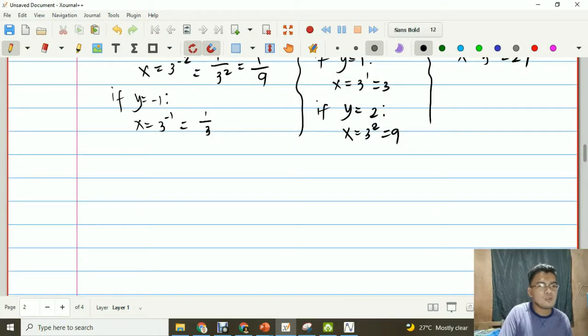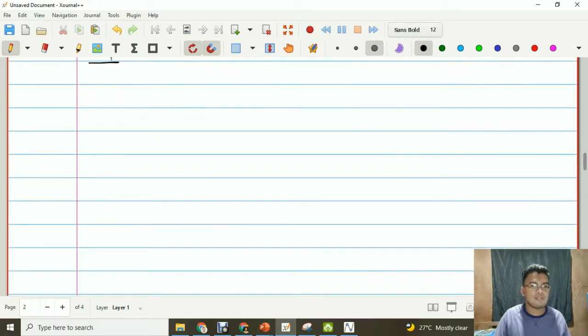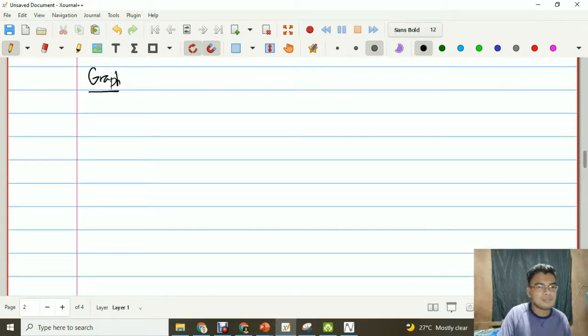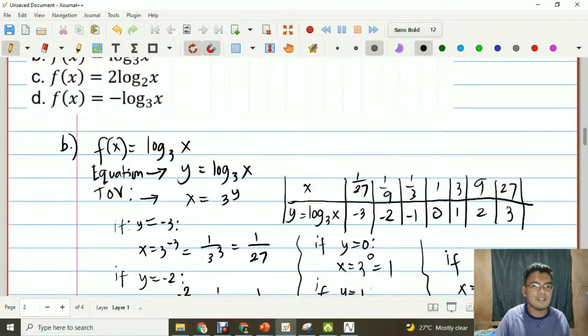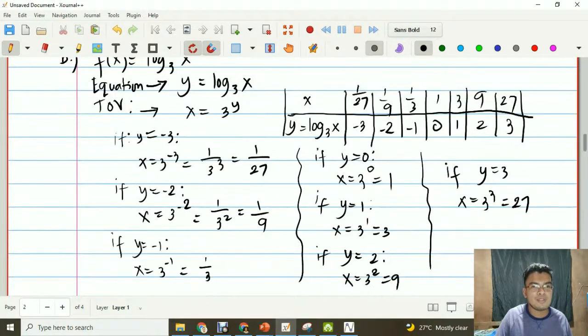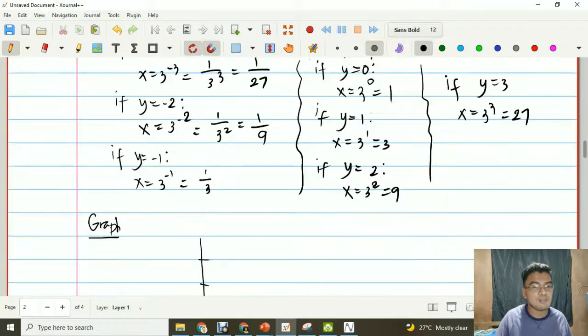Ang next na gawin natin ay we represent it using its graph. So syempre, just like what we did in the previous example, kailangan nating gumawa ng Cartesian plane. Sorry sa aking drawing. So, ang ating y values ay from negative 3 to positive 3, at ang x values natin ay from 1 all over 27 to 27. So, I guess I can just represent 1 all over 9 kasi 1 all over 27 mahirap na siyang ma-visualize. At yung 27, medyo mahaba na yung ating graph.